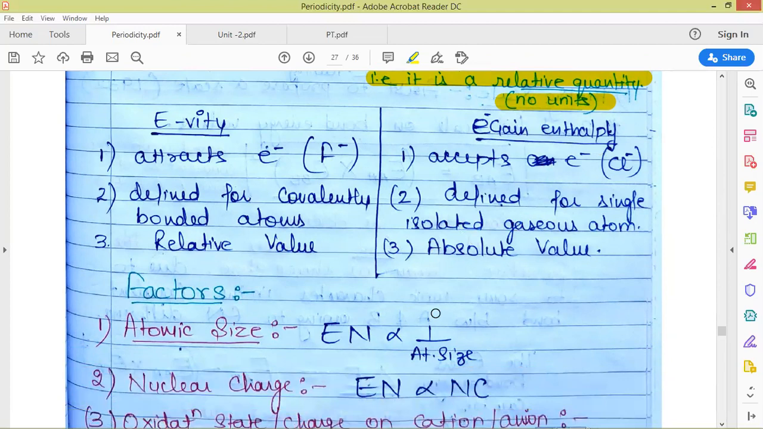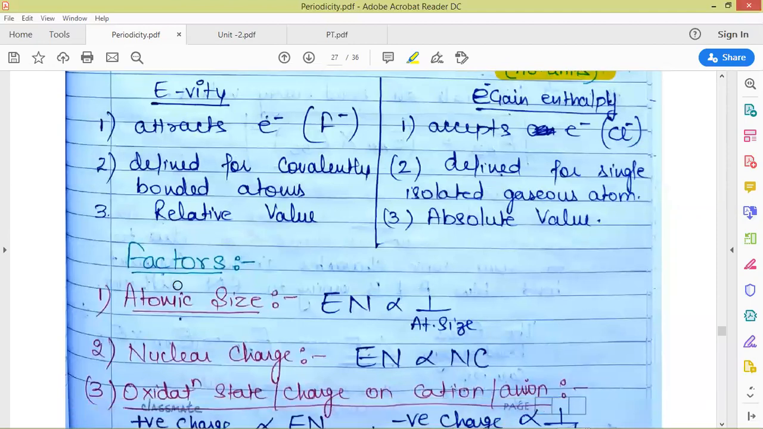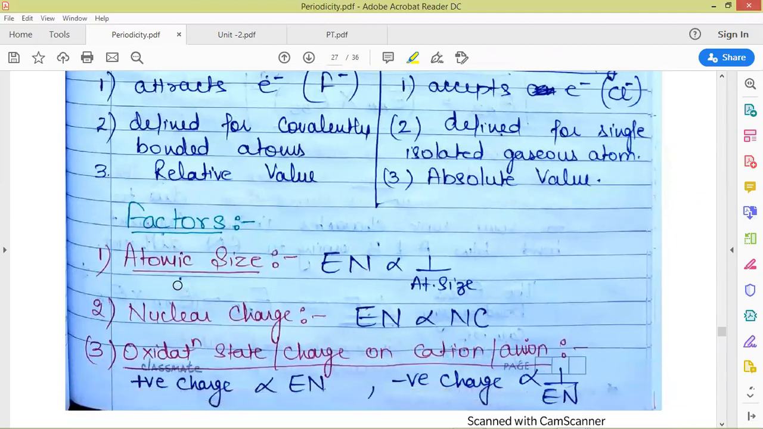Now let us discuss the factors which govern electronegativity in the periodic table. The first factor is atomic size. As we know, atomic size increases as we move down the group, and from left to right in the period, it decreases. So electronegativity is inversely proportional to atomic size.